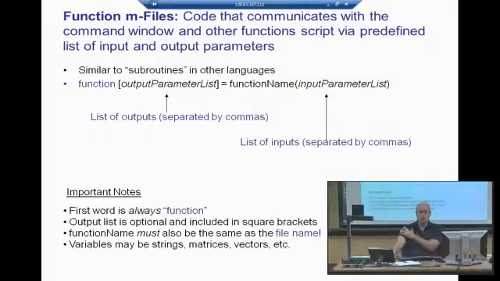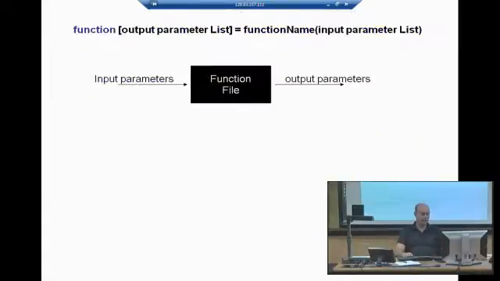The variables, the inputs, can be numbers, right? So X, Y, Z. They could be a vector. They could be a matrix. They could even be a string, which you put in apostrophes. It's very flexible with the kind of things that you could do.